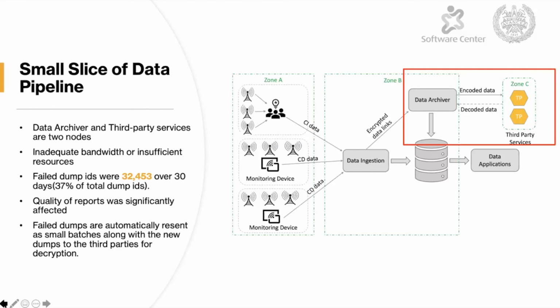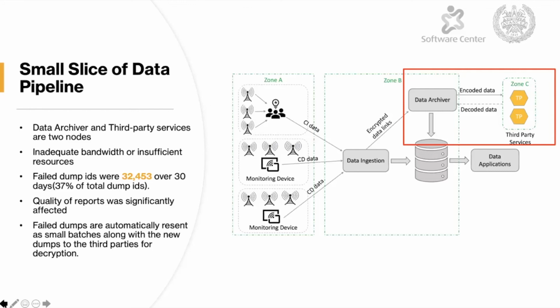And so these data dumps will be completely missing, and will not be stored in the central data repository. And this affects the data application, which fetches the data from the central data repository. So we decided to implement a fault detection and mitigation strategy in between these two nodes, that is, the data archiver and the third-party service.